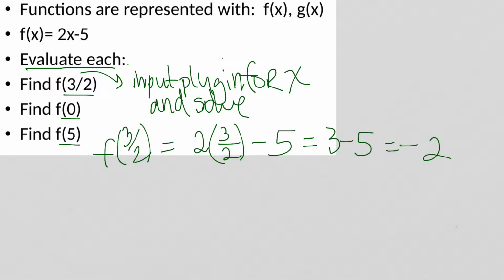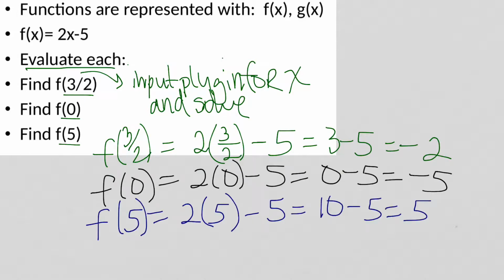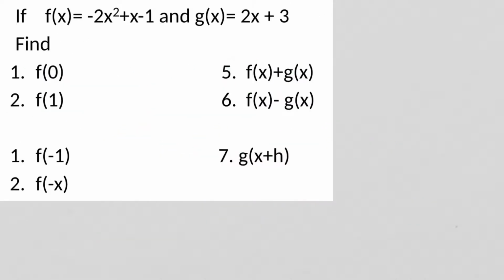All right, so for the first one there, I'm plugging in 3/2 for x, so it's 2 times 3/2 minus 5. I do my order of operations. 2 times 3/2 is 3, and 3 minus 5 is -2. And then I did the one for 0, and then the one for 5 plugged in. Here are my answers.